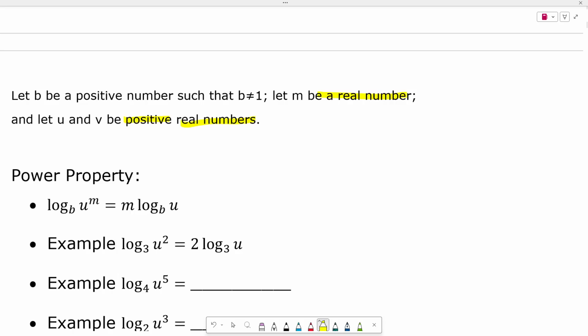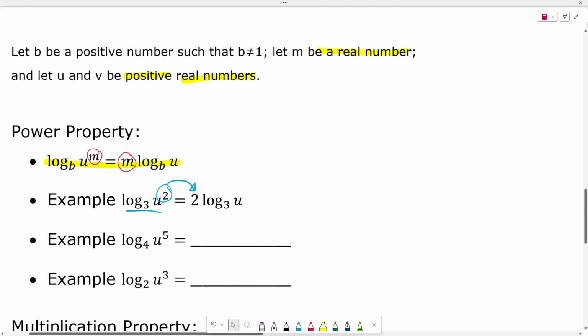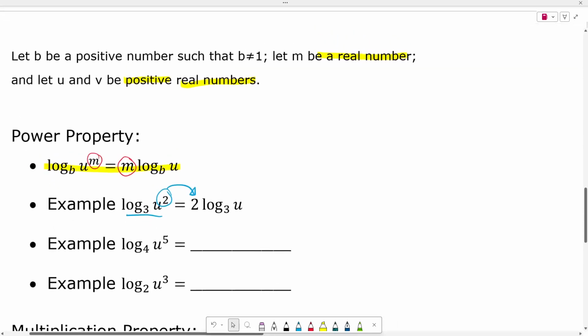Our first property says this right here. The log base b of u to the power of m is equal to m times log base b of u. Notice the exponent. What's happened to it? Here, it has moved to here, out front. In our example right here, it does the same thing. Here's the original. The 2 right here has moved out front here. So in our examples right here, this is our power property.